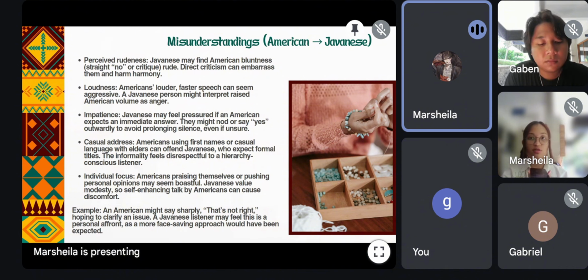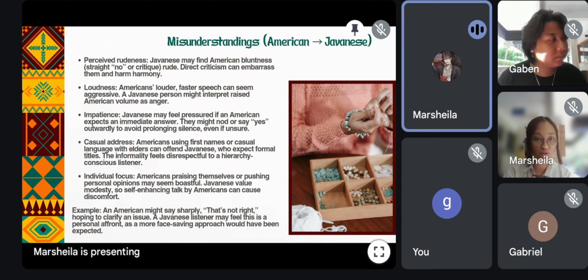Next is misunderstanding from Americans toward Japanese. Perceived rudeness: Japanese may find American bluntness, a straight no, or criticism rude. Direct criticism can be embarrassing for them and harm harmony. Loudness: louder, faster American speech can seem aggressive. A Japanese person might interpret raised American volume as anger.